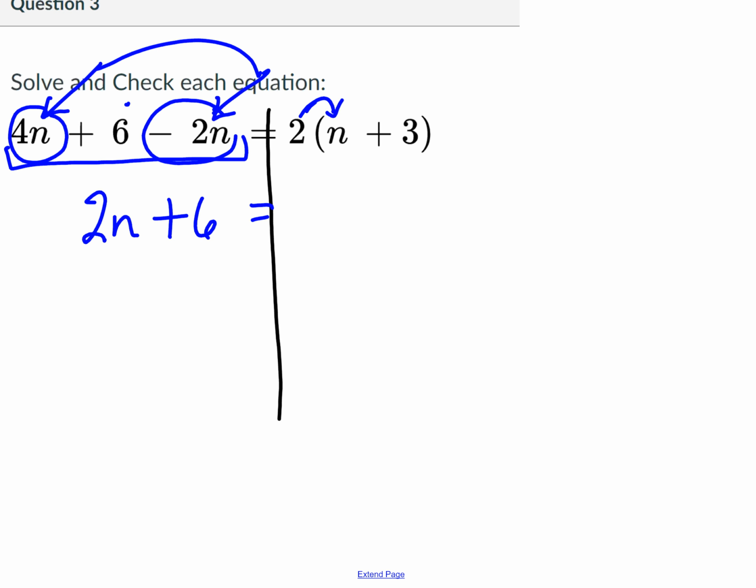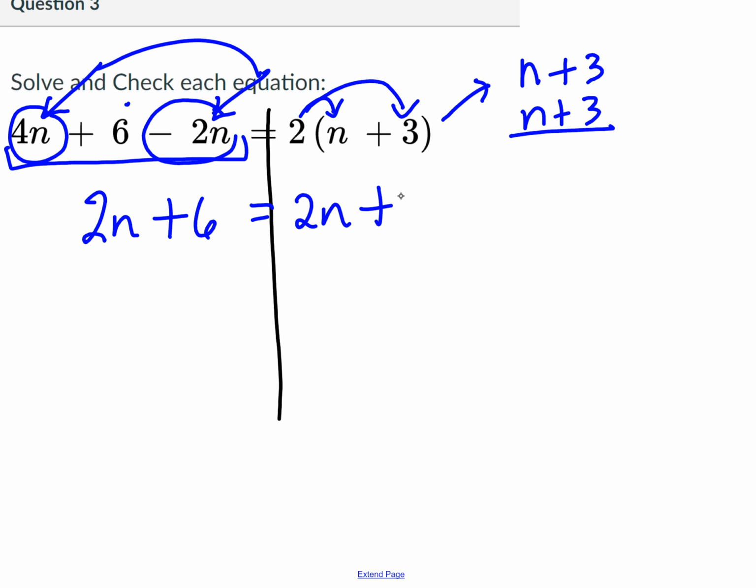This is 2 times n plus 3. If we think about what that means, it's saying that I have n plus 3 two times, right? And I can see I have 2 n's and 3 plus 3 is 6. And that's what's going on here. 2 times n is 2n and 2 times 3 is 6. Now, one of the things that you should notice at this point is that both sides look exactly the same.